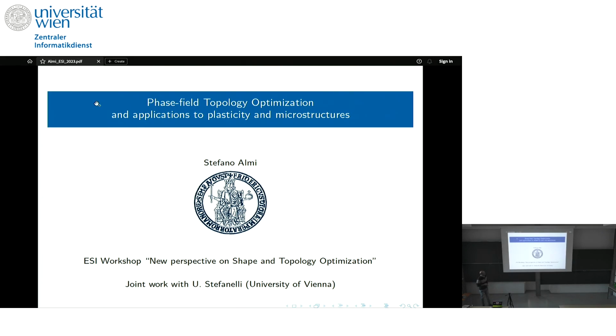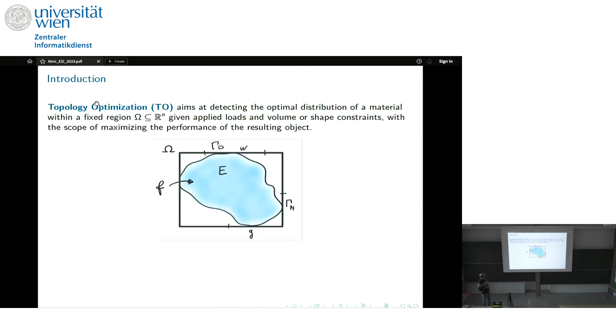Okay, so what I will talk about is, as you see, some phase field topology optimization. In particular, this is a series of works done together with Ulisse Stefanelli, who is from the University of Vienna. Just a brief introduction about something that you probably already know from all the talks that we had during this meeting.